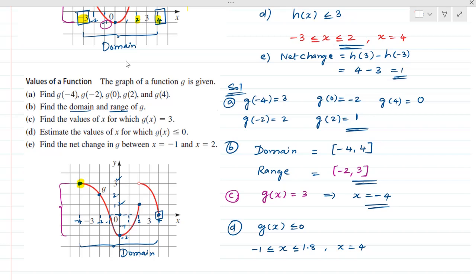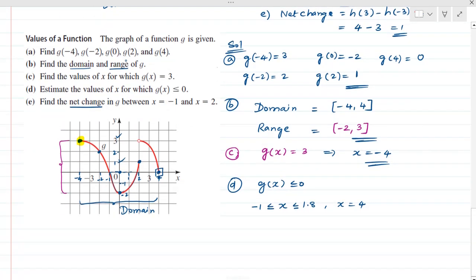Now the last one, we have to calculate the net change from x equals -1 to 2. So we will take the net change. The rule, net change is given by g of 2 minus g of -1. What is g of 2? g of 2 equals 1, minus g of -1, which equals 0. So therefore the answer is equal to 1. That's it. Thank you.